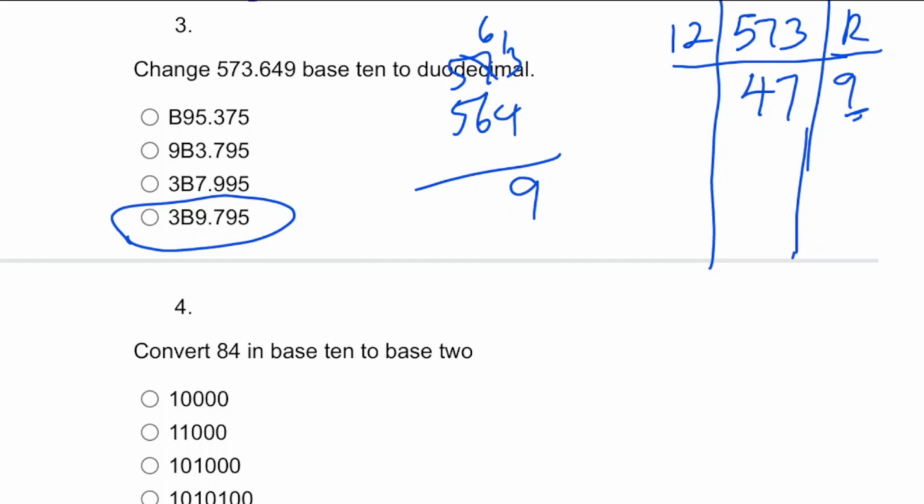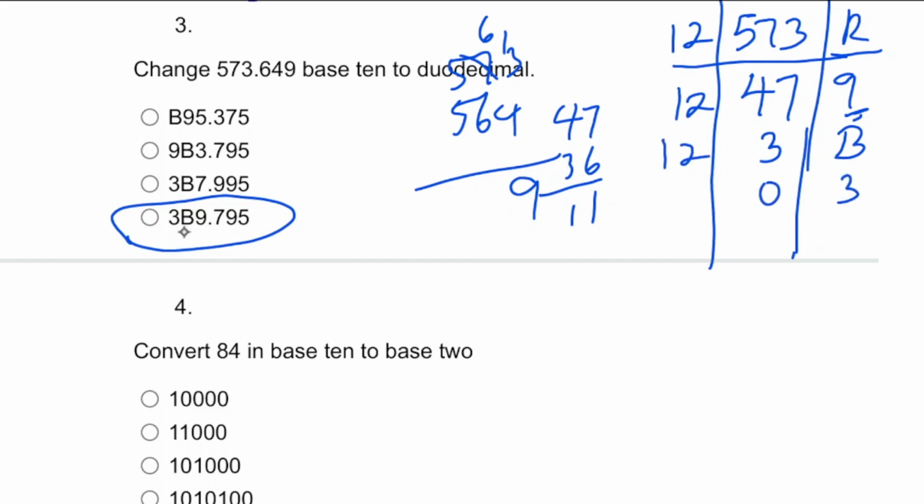So let's move on. So 12 and 47. So this is going to be 3. So that is 47 minus 36. That is 11. 11 is B. You can see what I told you. That is B. Okay? 12 and 3. That is 0 remainder 3. That is 3B9. Can you see? 3B9. So that is that on the whole number part. It now remains the decimal part. You understand? So it remains the decimal part.